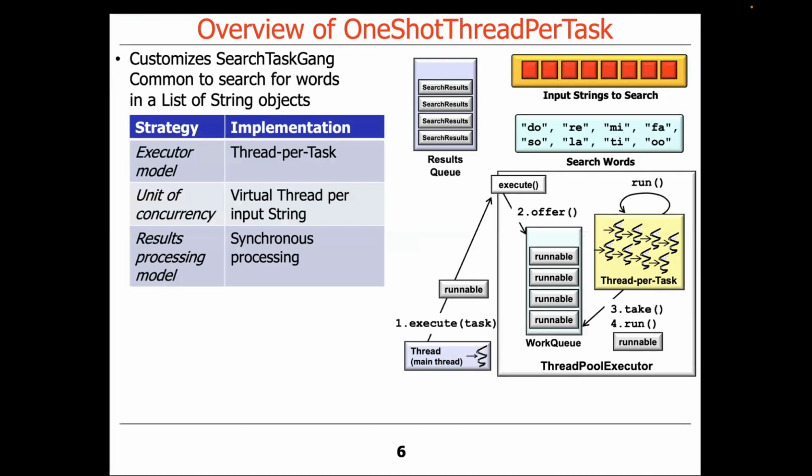So let's take a look at the way it works. It's going to have a thread per task, really a virtual thread per task executor model. The unit of concurrency will be a virtual thread for each input string. Each input string will be processed in a separate thread. And the results processing model is so-called synchronous processing. The main thread of control is just going to wait for all the other stuff to be done.